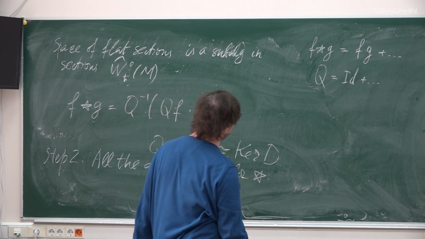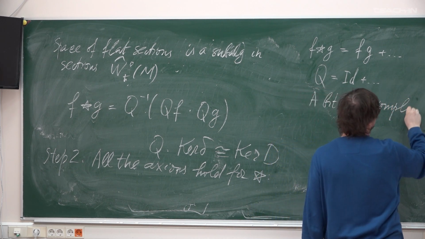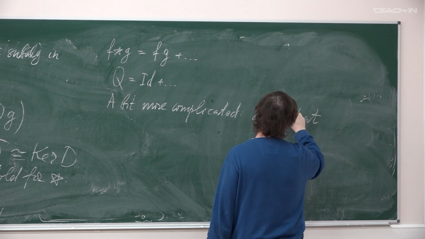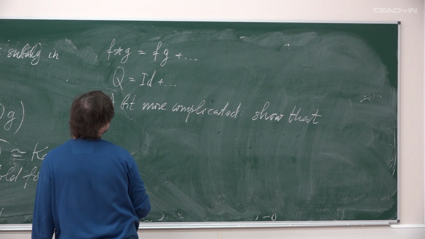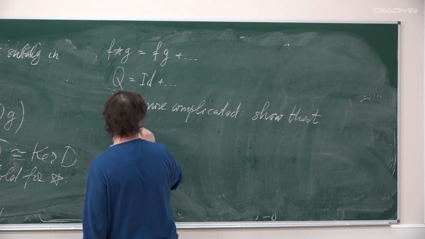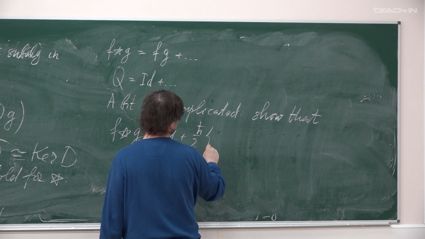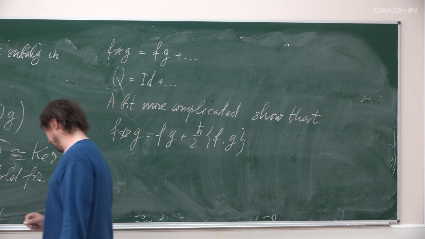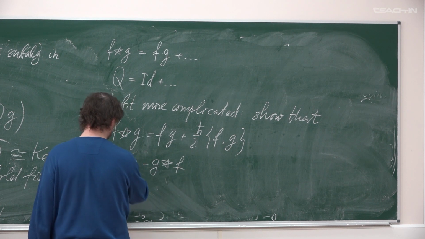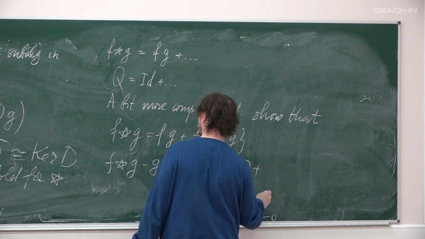It is a bit more complicated to show that the first term after this will look like the Poisson bracket of F and G. Well, it's a bit easier to show that the commutator of F and G will be equal to h bar times the Poisson bracket of F and G plus some correction terms.